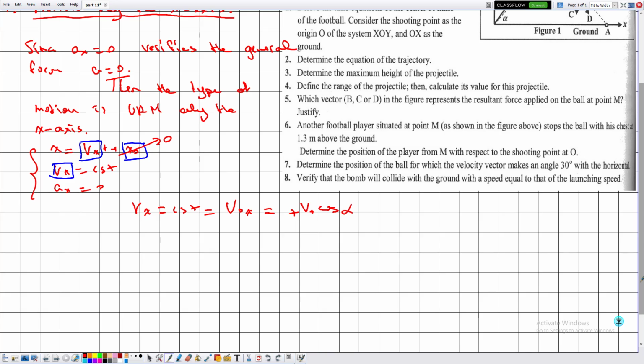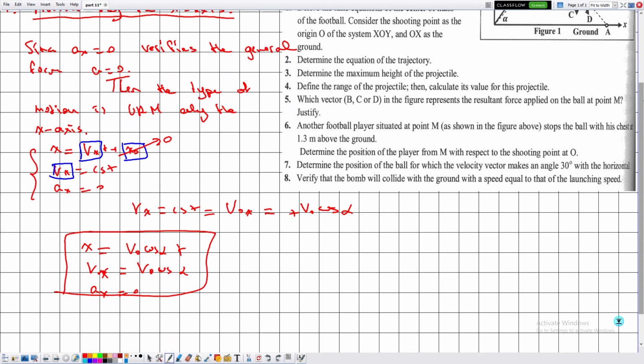So in this case, simply the time equations for the x direction are given by x is equal to V0 cosine alpha t plus x0, so this is 0. Vx is equal to V0 cosine alpha, and ax is equal to 0. Okay, and let me write them down here.